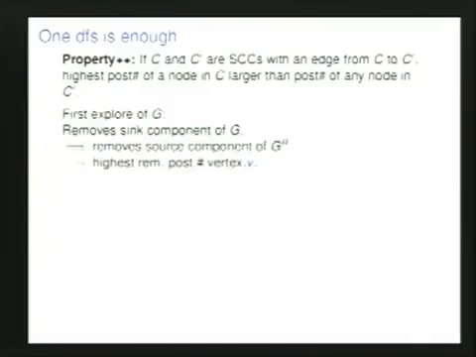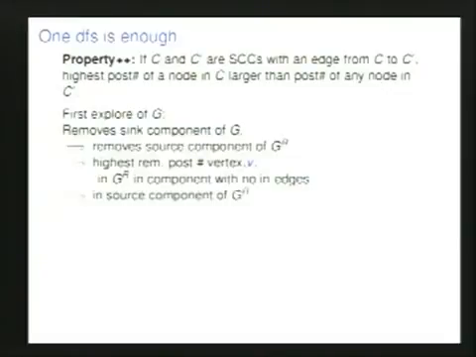So the highest remaining post-order number V in GR is in a component with no in-edges, right? It's in a source component in GR. That's what this property says: if I have the highest post-order number, it's because nobody's ahead of me. If there's an arc to me, then that person has the higher post-order number. So I have no in-edges. If I have no in-edges, what am I? A source component. I'm in a source component in GR, which means I'm in a sink component in G.